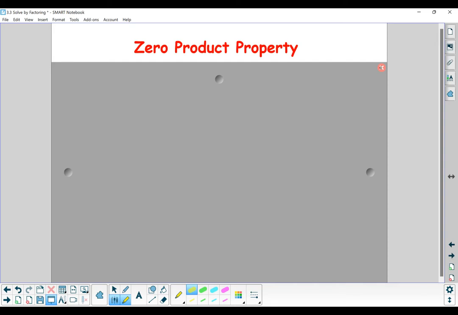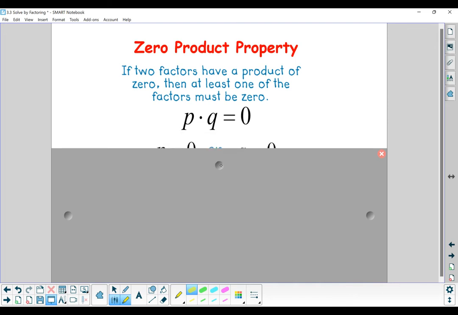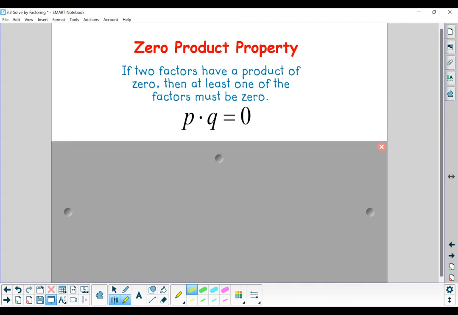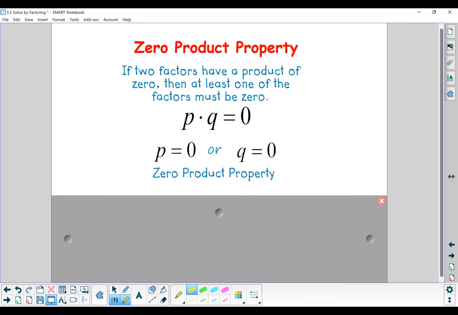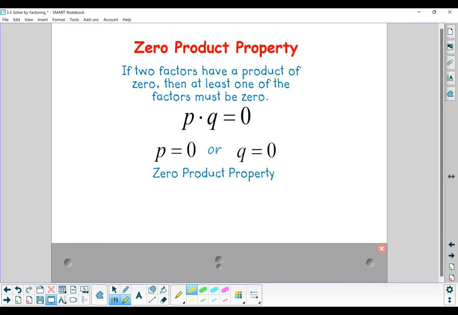So our strategy is that we're going to use something called the zero product property. The zero product property says that if we have two factors that have a product of 0, then at least one of the factors must be 0. So we have P equals 0 or Q equals 0, two solutions.